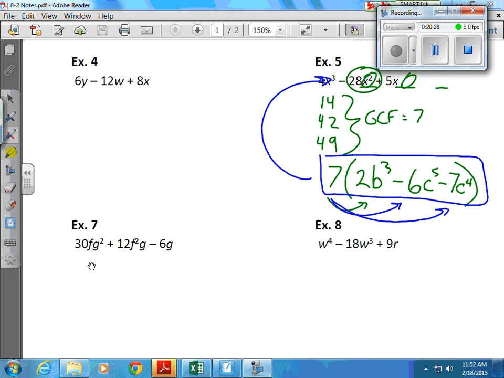What does 7 have in common? Of the 6 and 12 and 30, what's the greatest common factor? 6. Do they all have an f? Do they all have a g? Yes. So that's your GCF. You'll divide that out. What about 8? Do they all have anything in common? No. Nothing in common. So this one's considered prime.